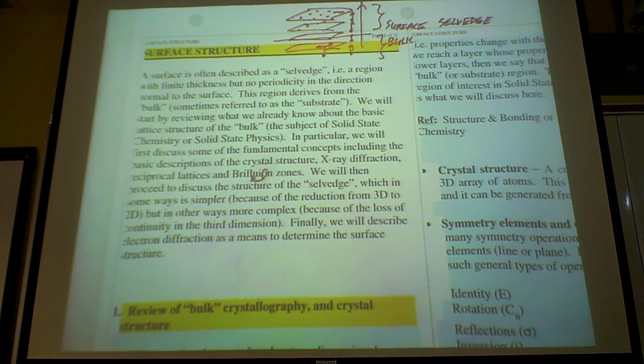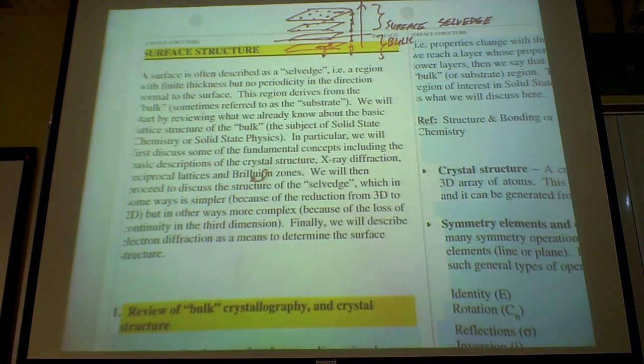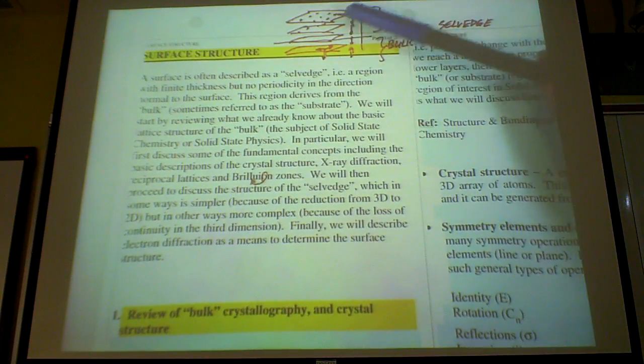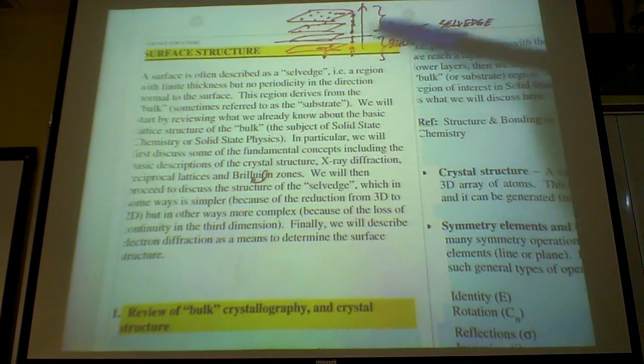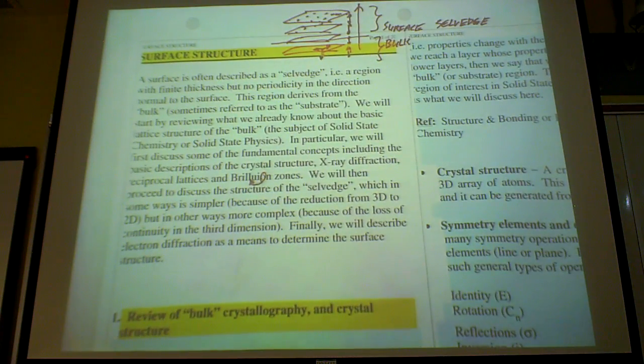We started briefly, and we defined the surface as some finite region of an object, right? A finite region of the object with some finite thickness. The way to think about it is that you have a three-dimensional object like this, and you have a layer structure. And each of these layers, of course, has two-dimensional periodicity, xy periodicity.